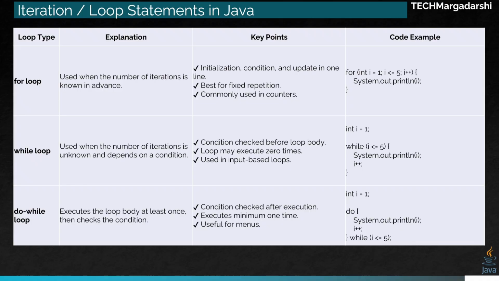Finally, we have the do while loop. This loop is special because it executes the loop body at least once, even if the condition is false. The condition is checked after the execution. Because of this behavior, do while loops are commonly used in menu driven programs. So, in short, Java provides for, while, and do while loops to handle different repetition needs efficiently.